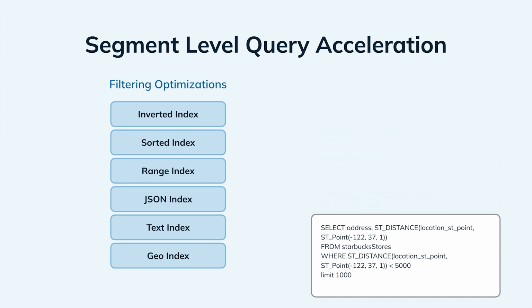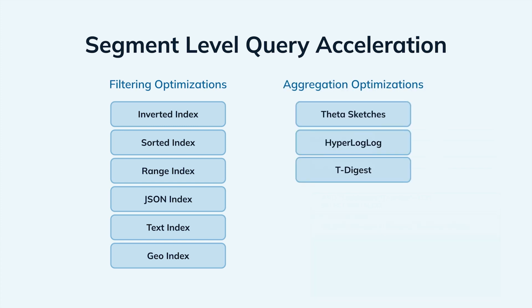So all these indexes accelerate the filtering phase of a query. Whenever you're doing a where clause, these indexes will help in minimizing the number of records you need to scan for processing the query. The other thing available in Pinot are things to accelerate the aggregation functions themselves. So if you're trying to do approximate functions, there's theta sketches, HLL, and tdigest, which are available today for fast aggregation.